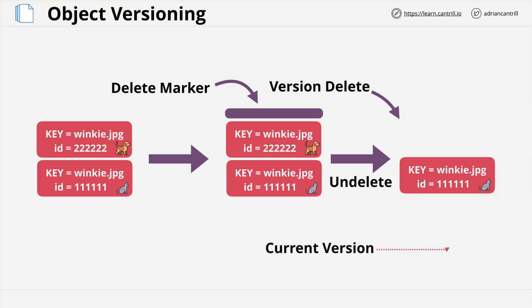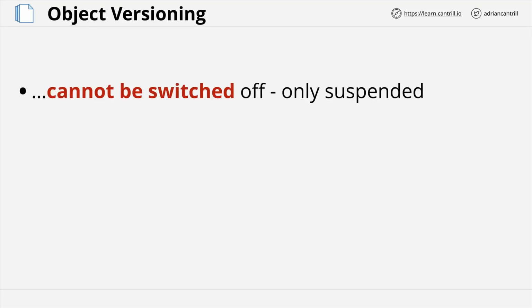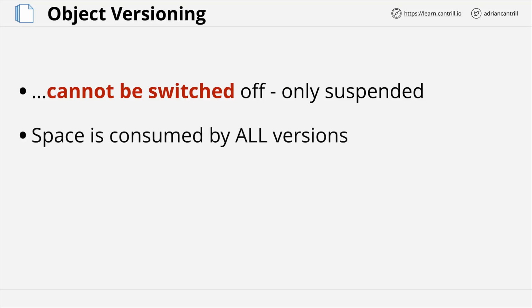Now, some really important points that you need to be aware of about object versioning. I've mentioned this at the start of the lesson. It cannot be switched off. It can only be suspended. Why that matters is that when versioning is enabled on a bucket, all the versions of that object stay in that bucket, and so you're consuming space for all of the different versions of an object. If you have one single object that's 5 gig in size and you have 5 versions of that object, then that's 5 times 5 gig of space that you're consuming for that one single object and its multiple versions.